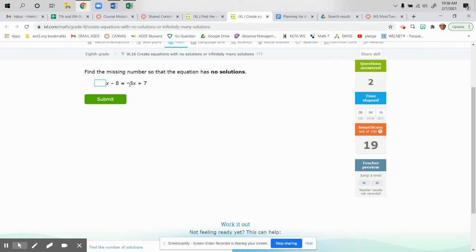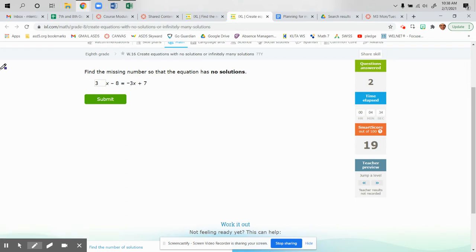All right, no solutions. Again, we want it to cancel out. So I'm going to have a 3 here. The reason why I have a 3 here is because there's a 3 over here. But the real question is will it be a positive 3 or a negative 3? So I want it so it'll be plus 3, right? Because that would make this cancel itself out.